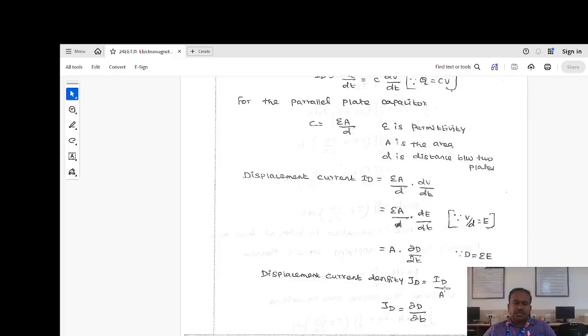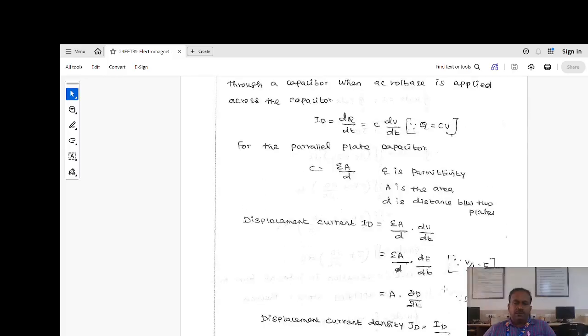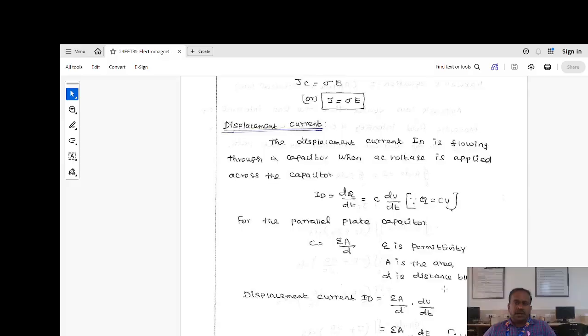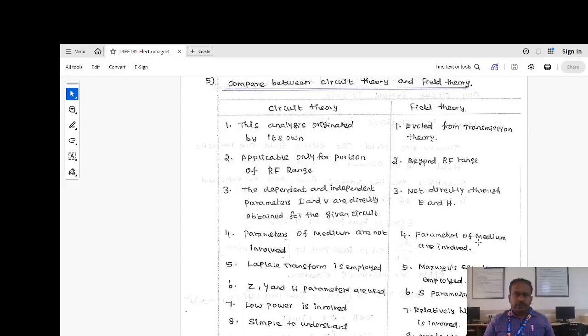By using these formulas we can solve problems based on conduction current and displacement current for given values. So thank you.